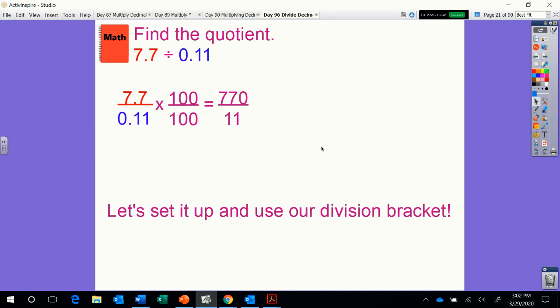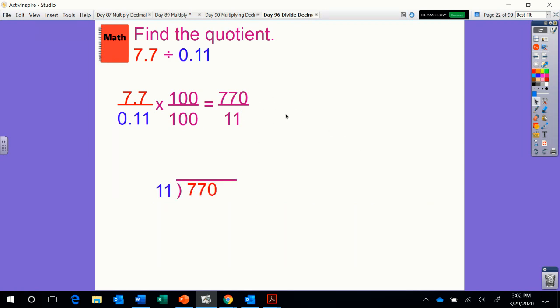So we're going to set this up like a division bracket so we can actually solve this. Now our divisor is a whole number, but by making our dividend a whole number by the same thing, we kept the value. So our quotient is going to be correct because this fraction has the same value as this fraction. They are equivalent fractions.